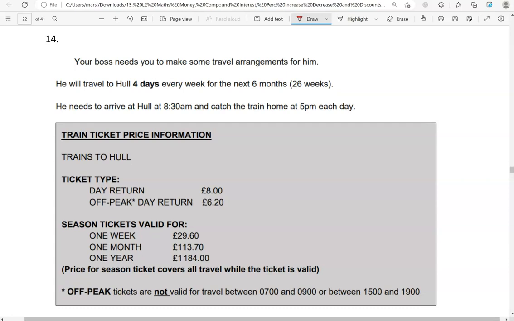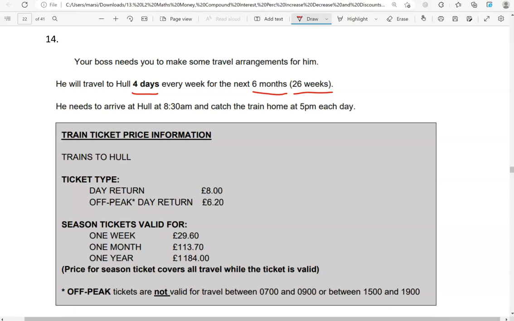Your boss needs you to make some travel arrangements for him. He will travel to Hull 4 days every week for the next 6 months, 26 weeks. He needs to arrive at Hull at 8:30 a.m. and catch the train home at 5 p.m. each day. We've got train ticket price information, trains to Hull, ticket type: day return £8, off-peak day return £6.20.